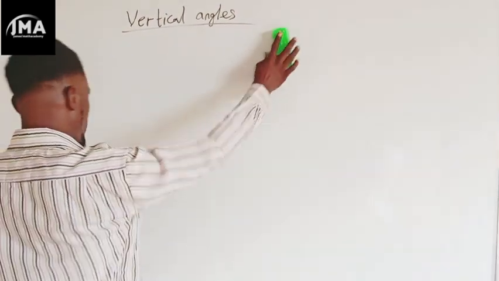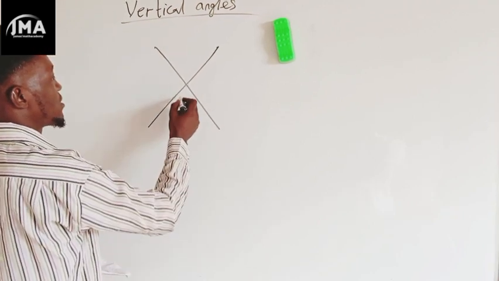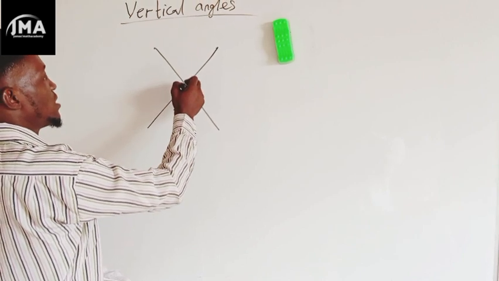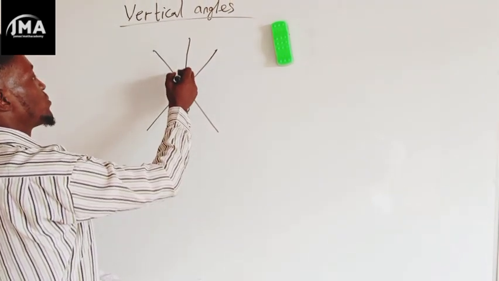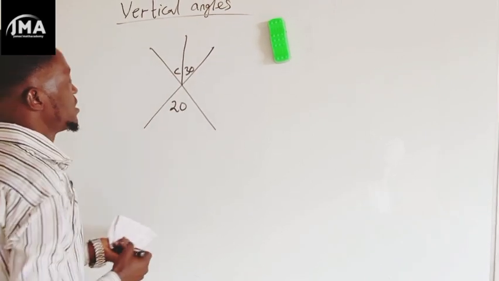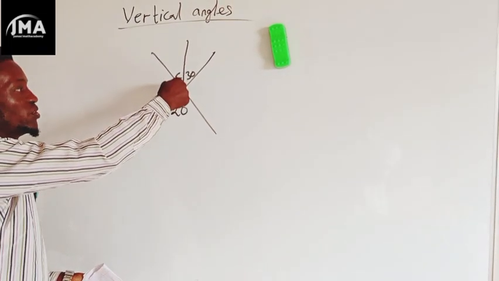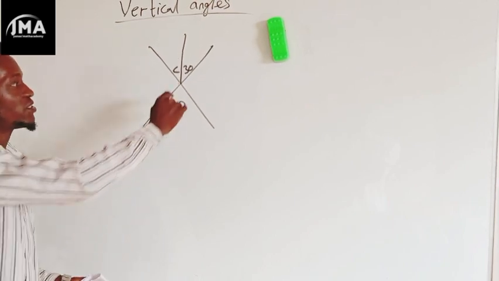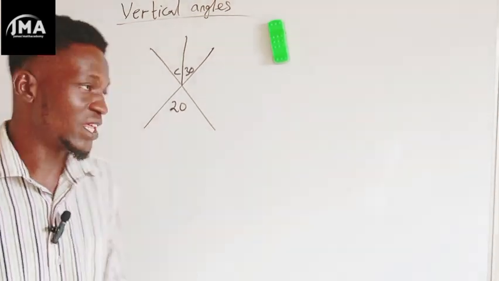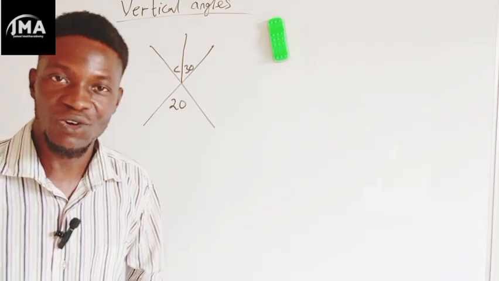Okay, let's assume we have something like this. Let's say this is 20, and let me draw another line here. Let me put it as C, and let's put this one as 30. Is 20 vertical opposite to this? No. Why? Because a line is already drawn from this side to this side. So never say 20 is equal to C plus 30. No. Why? Because it's not vertical opposite angles.